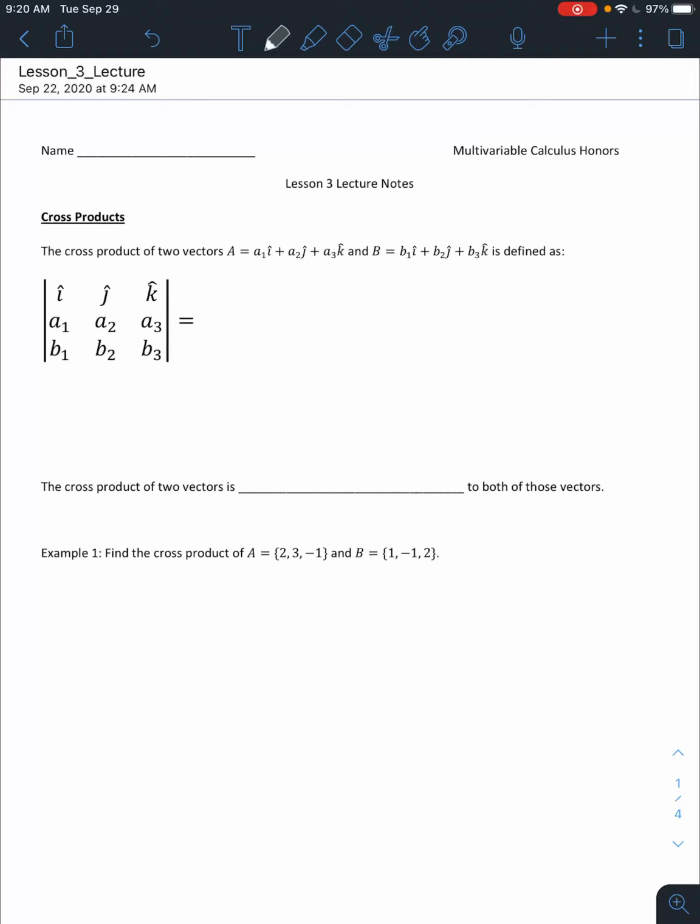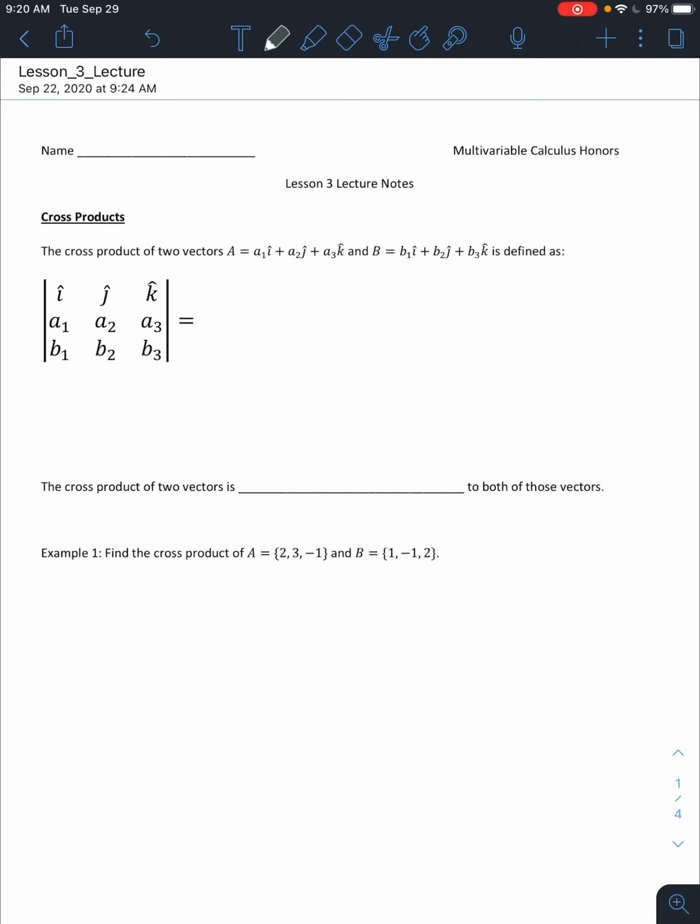Okay, welcome to lesson 3 lecture for multivariable. In lesson 3, we're talking a lot about perpendicularity, and we're going to talk about planes and cross products, a lot of new things in this lesson. So jump right in, we're going to talk about how to find a cross product of two vectors by hand.